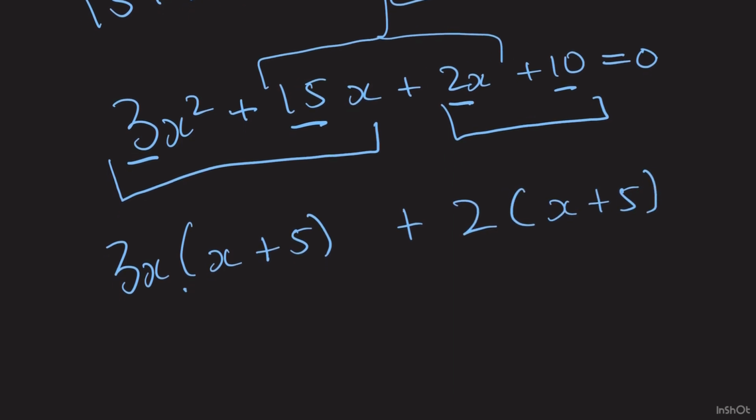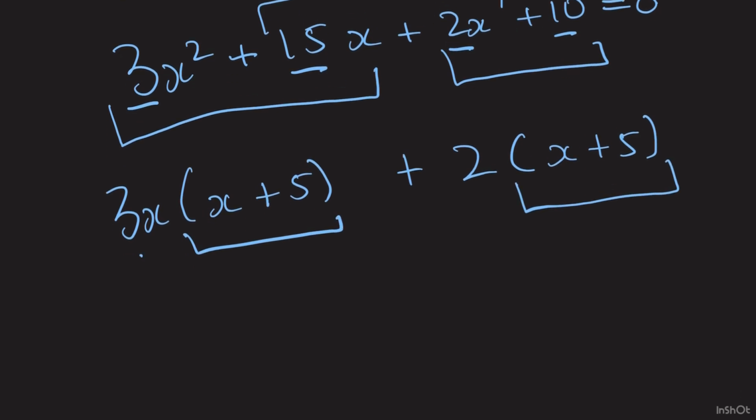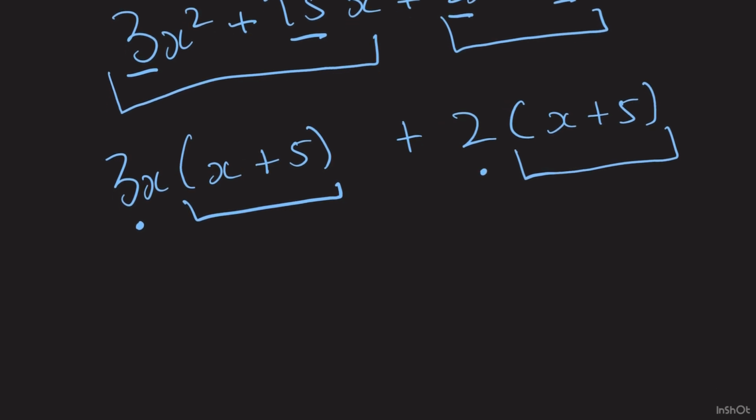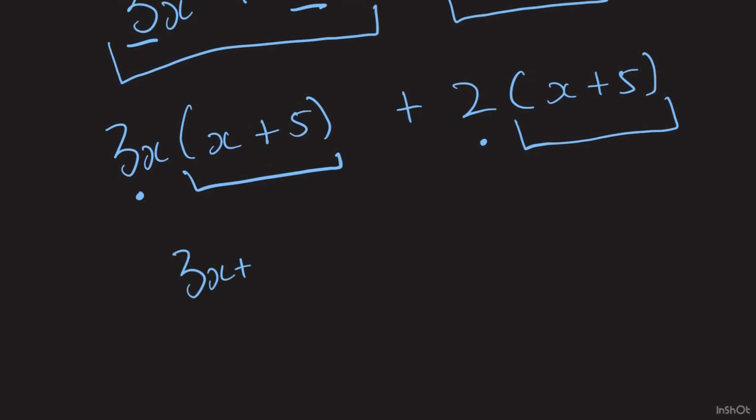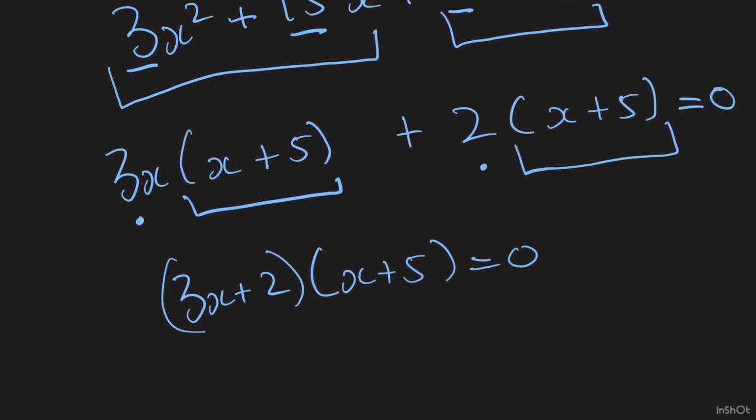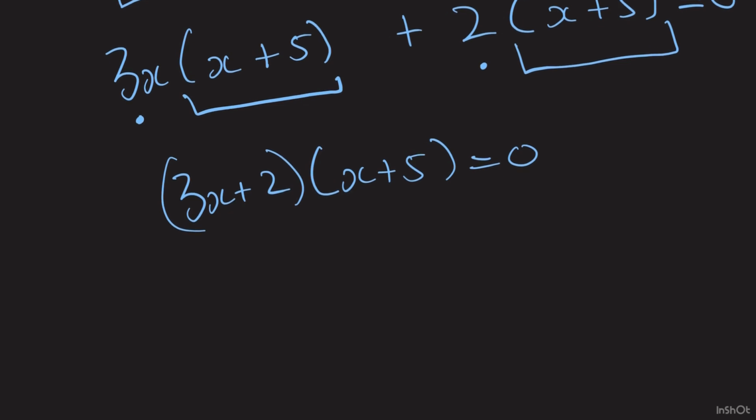Because the numbers in the bracket are the same, we know we've done the method correctly, and the two numbers outside the bracket are different, which is perfect. So now let's write the two numbers which are on the outside of the brackets together: 3x plus 2, and now the numbers which are identical in the other bracket: x plus 5, and make sure to write equals 0.